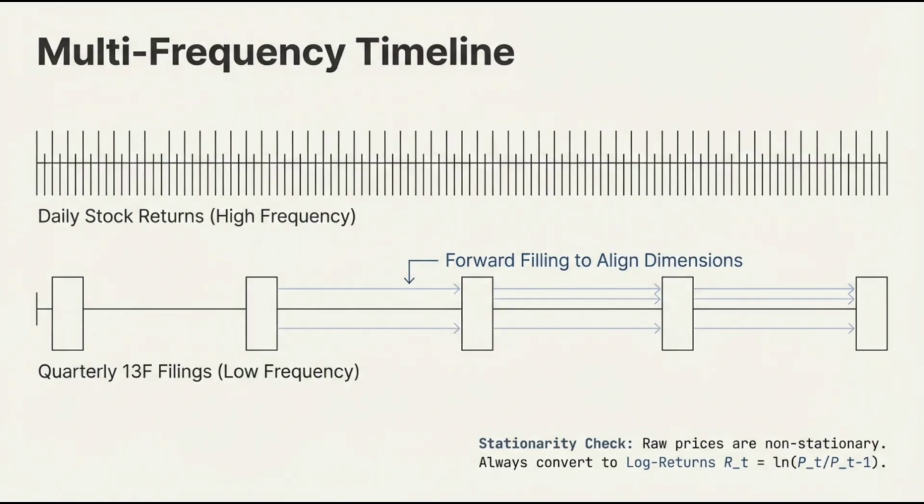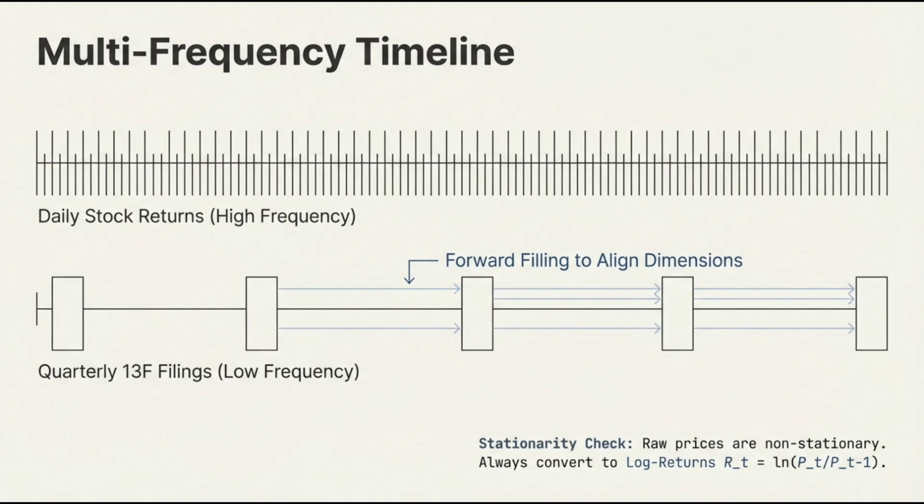Temporal alignment, which is one of the trickiest parts of combining financial datasets. At the top, we have daily stock returns, which are high frequency. At the bottom, we have quarterly 13F filings, which are low frequency. These two timelines do not line up naturally, so the slide shows forward filling as a way to align dimensions across time. That means each quarterly holding disclosure is carried forward until the next disclosure date. The note at the bottom adds another important reminder. Raw prices are non-stationary, so we should convert them to log returns before mixing them into a network process.